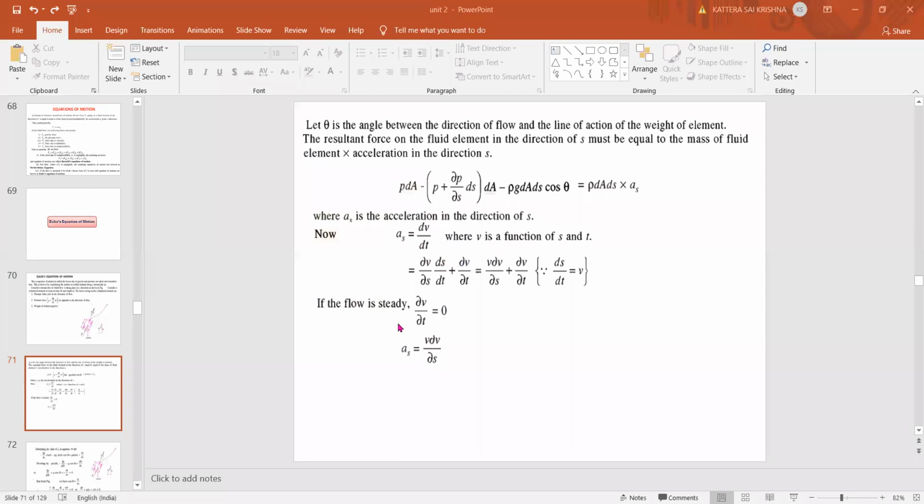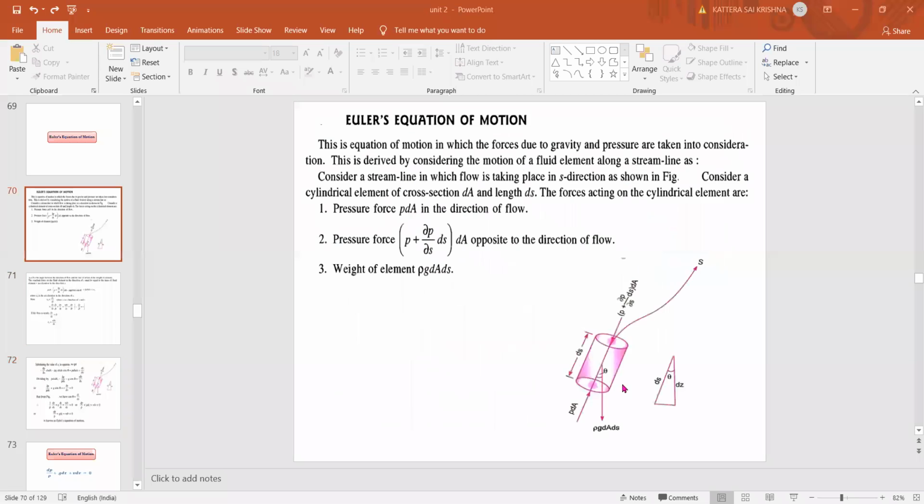So let theta be the angle between the direction of flow and the line of action of the weight of the element. Okay, so here, this is theta. This is the direction of flow, and this is the line of action of weight. So theta is the angle between these two lines.